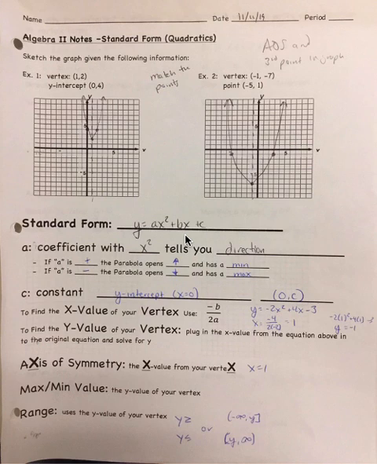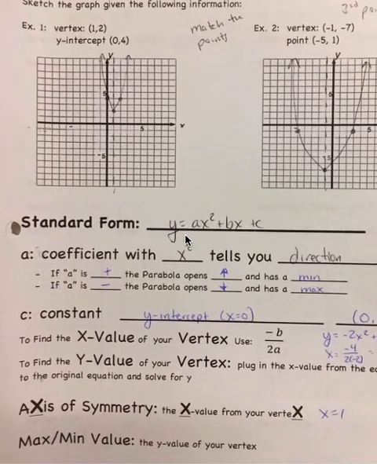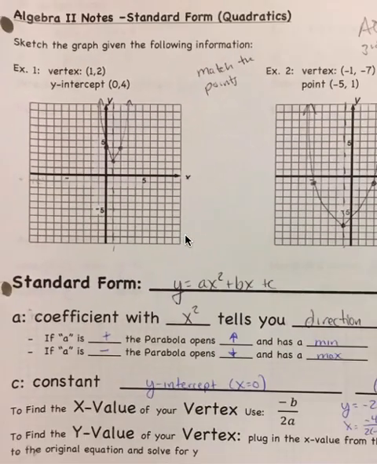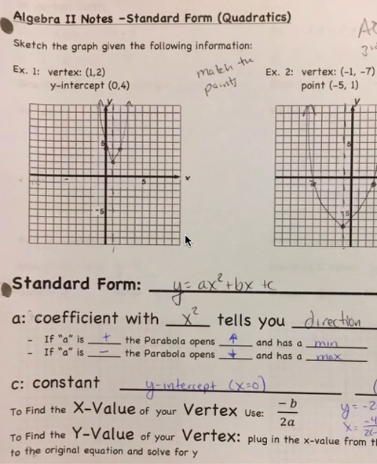In our lesson, we are covering standard form quadratics today. So if you look at the beginning, we want to sketch the graph given the following information. We have vertex at (1, 2), y-intercept at (0, 4). So what we want to do is make sure you're labeling those. So there's our vertex, and here's our y-intercept, which are already graphed.